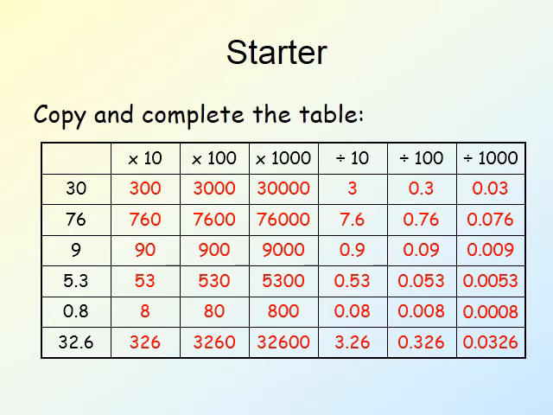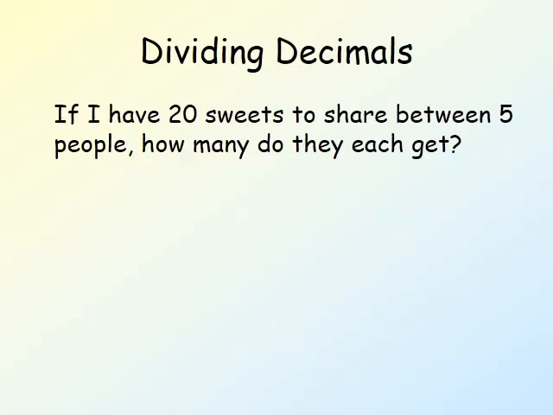Okay, so I'm about to move on to the next slide, which introduces today's topic. To start off with, we've got a straightforward division, as I call it. So if I have 20 sweets to share between 5 people, how many do they each get? That is a straightforward division. 20 divided by, or shared by, 5 is of course 4.